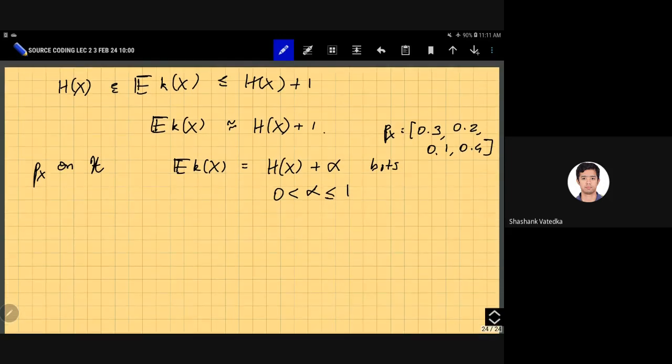This is all fine if we want to encode only one symbol. But typically, in a practical application, this is not what we're doing. We have a large file which consists of n symbols, x1, x2, x3, x4 up to xn. This is the actual source.